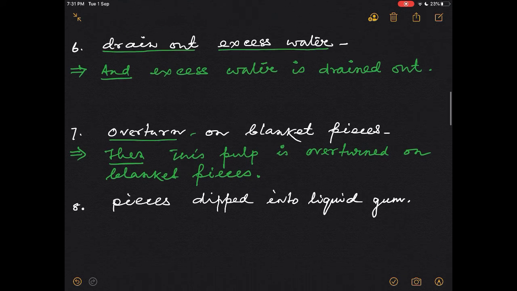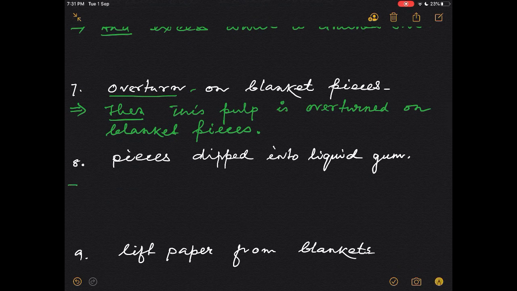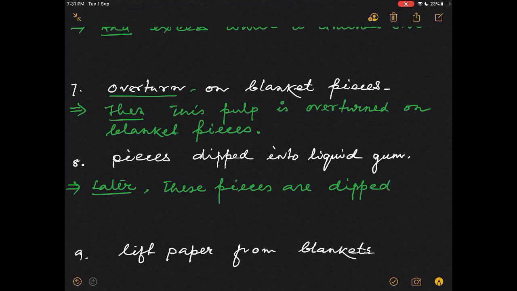Okay. Now use here later. Pieces dipped into liquid gum. Here only one R is necessary. These pieces are dipped into liquid gum. Very easy, liquid gum.